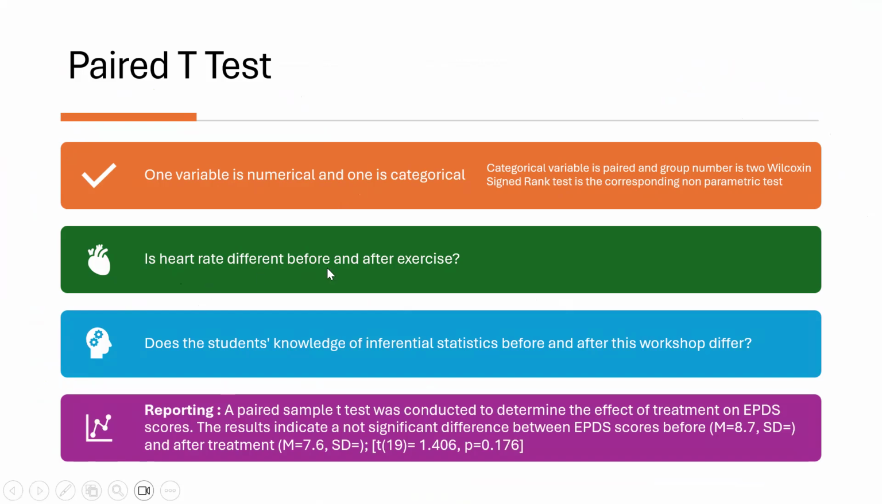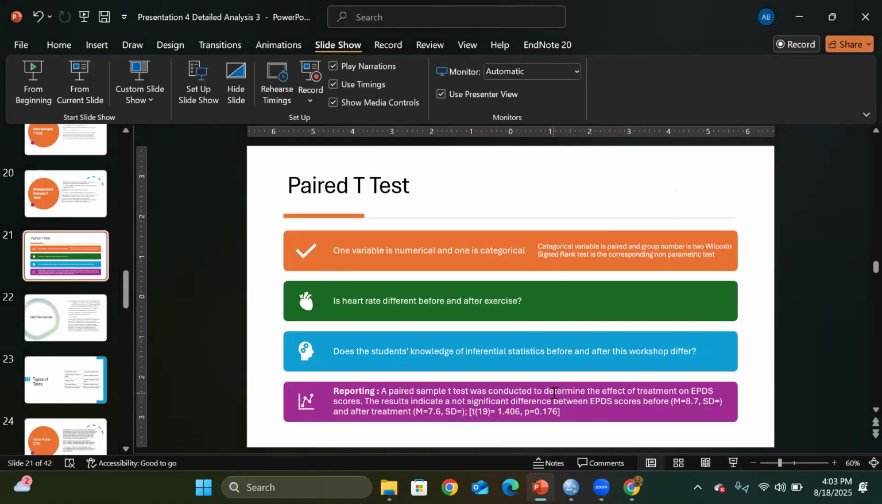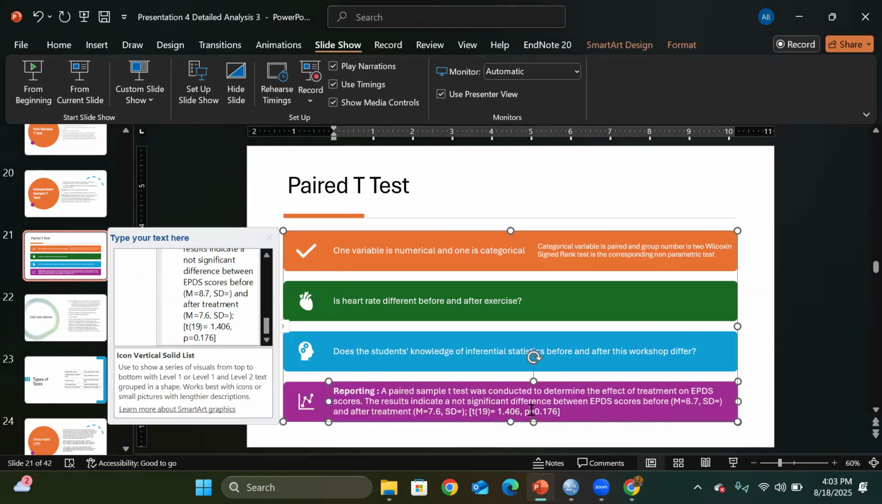Is heart rate different before and after exercise? Does the students' knowledge of statistics differ before and after this workshop? We will use a paired t-test. And how will we report it? The same way. Indicate a statistically significant or not significant difference between the score before and after, and then we add the t-test value and the degree of freedom, df, in the brackets, and then the p-value. Let me run this test and then we will move on to ANOVA in the next session.